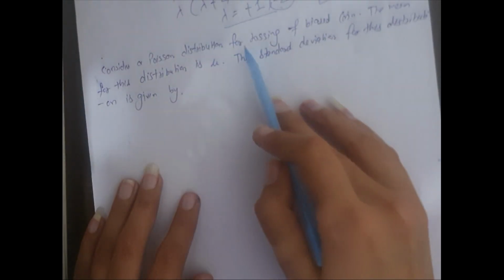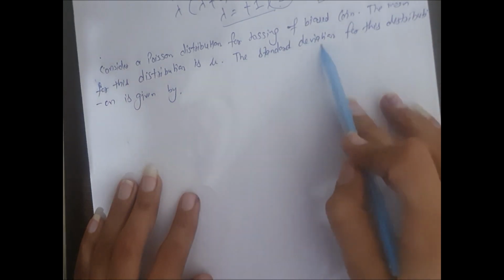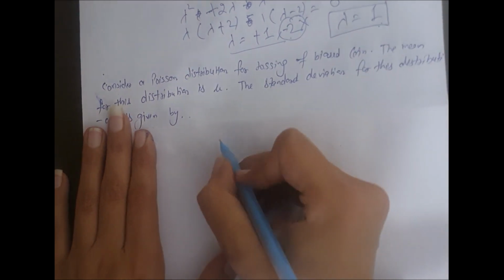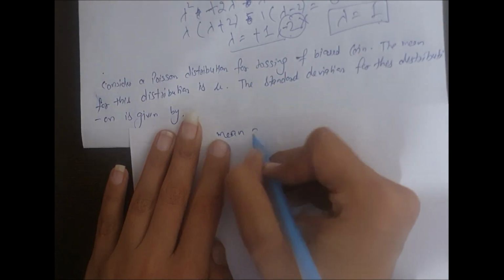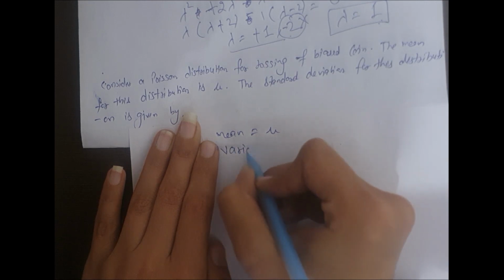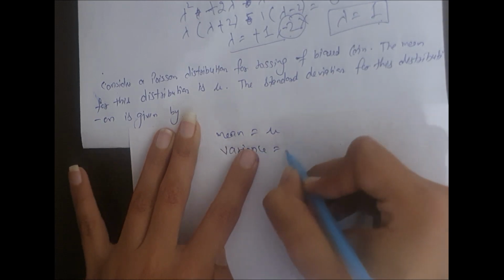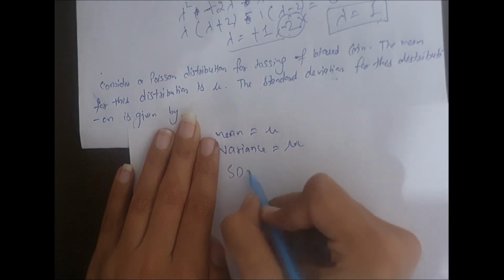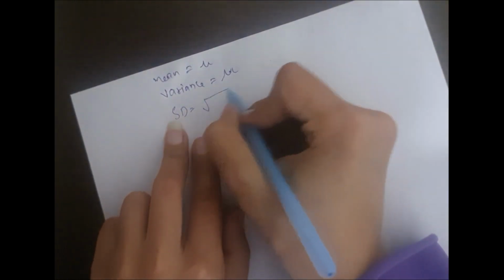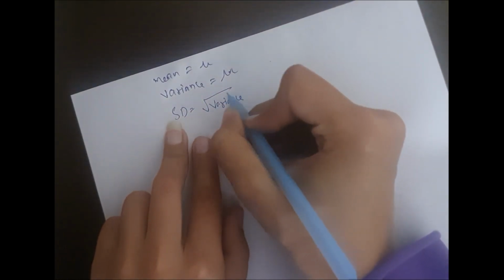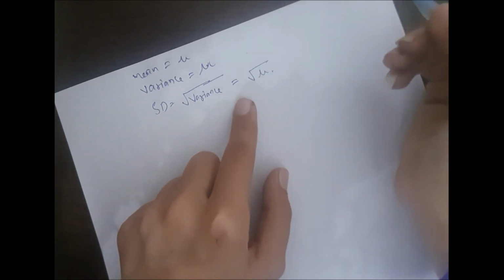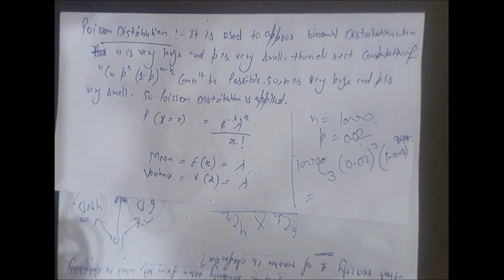Consider the Poisson distribution for tossing a biased coin. The mean for this distribution is mu. The standard deviation for this distribution is given by. According to the question, mean is mu. It means that variance is equal to mu, and they are asking for the standard deviation. Standard deviation is equal to root of variance. I taught you this in the first lecture of statistics. Standard deviation is root mu. This is the answer.